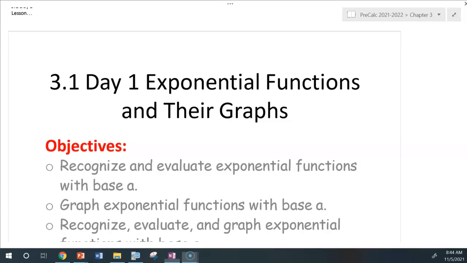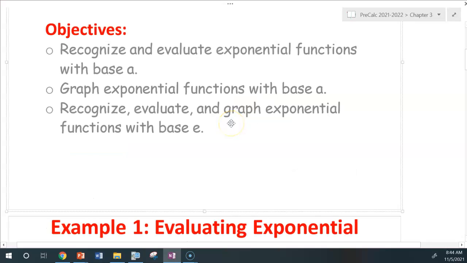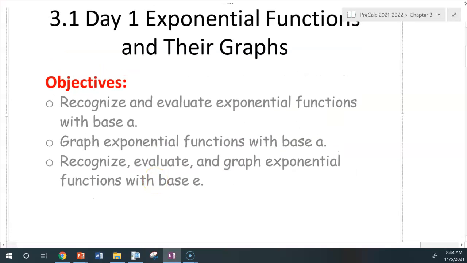And our objectives for this first day are to recognize and evaluate exponential functions with a base of a, and that base can change depending upon the function you're looking at; graph the exponential functions; and recognize, evaluate, and graph exponential functions with base e.